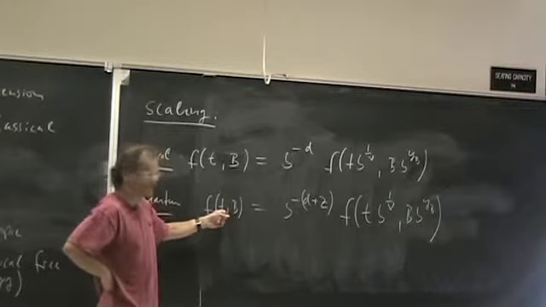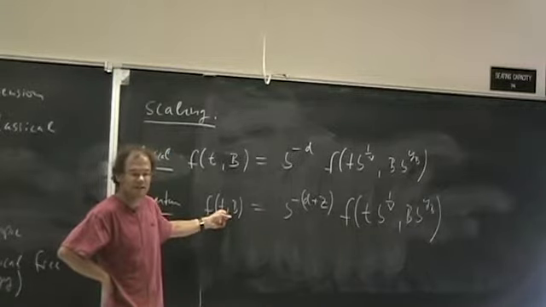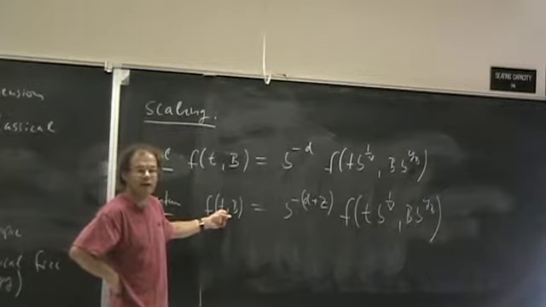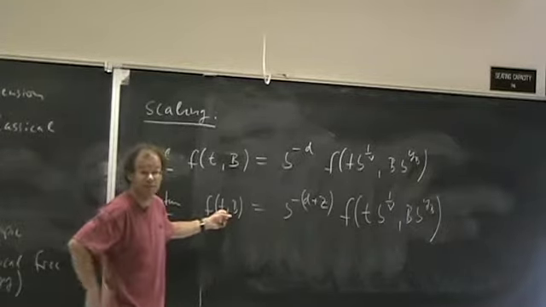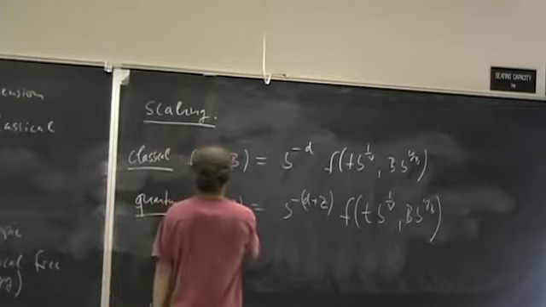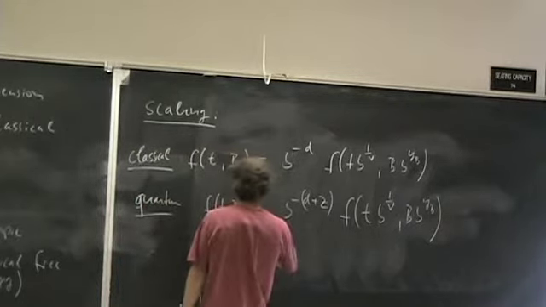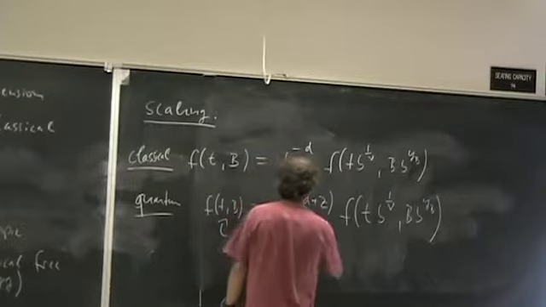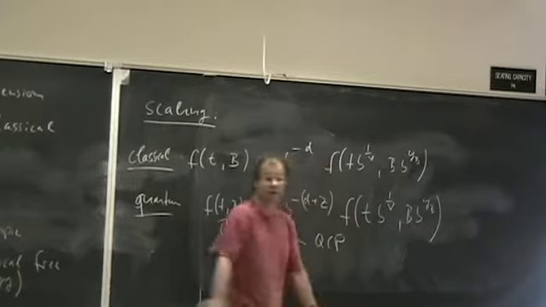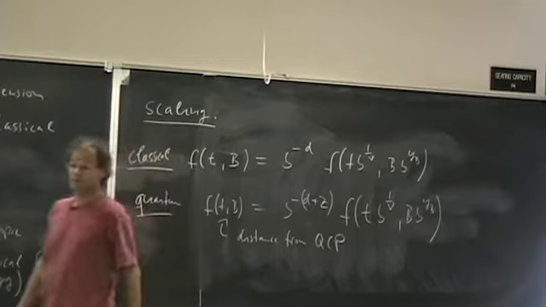One needs to be careful here. t, of course, now is the distance from the critical point along the quantum tuning parameter axis. It's all at zero temperature now. So this is distance from the quantum critical point. It has nothing to do with temperature.